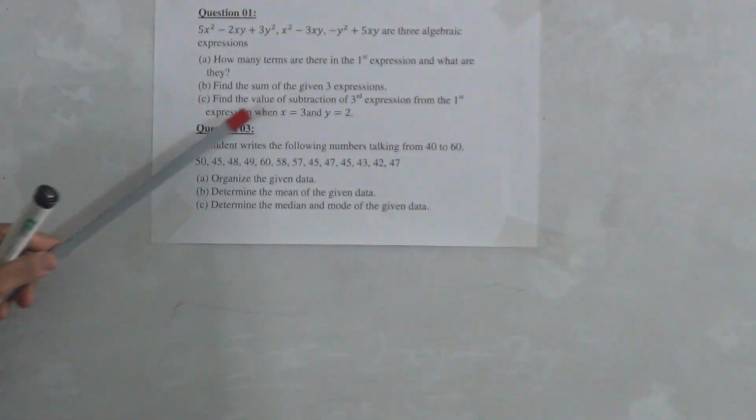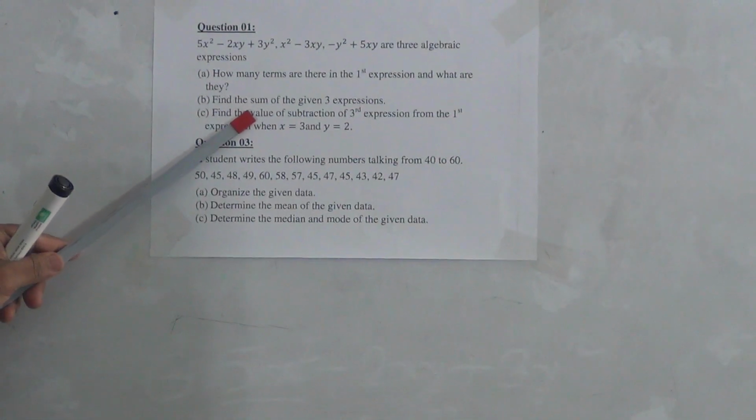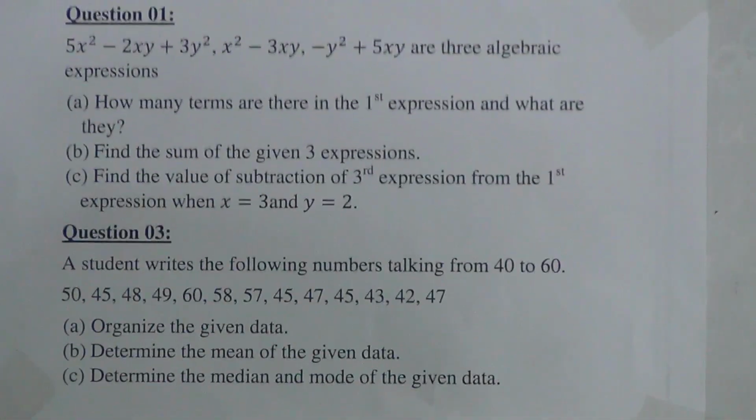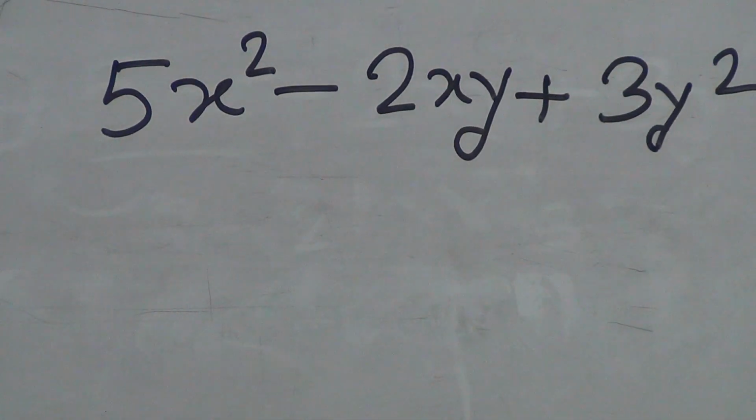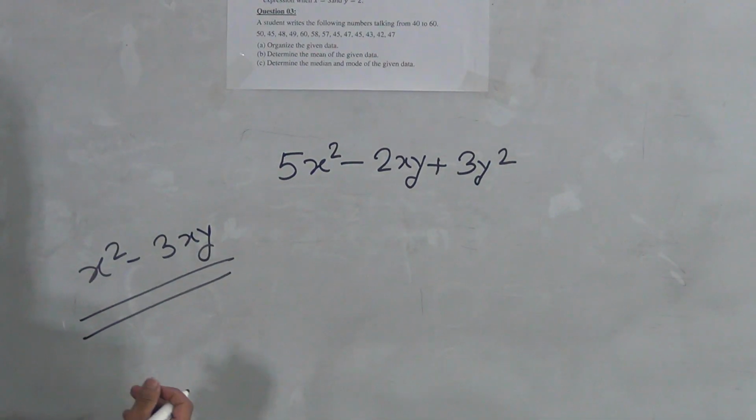Now activity B is to find the sum of the given 3 expressions. To do that we have to arrange the similar terms in the same column at first. The first expression is 5x square minus twice xy plus thrice y square. The second expression is x square minus thrice xy. We need to arrange the similar terms in the same column.